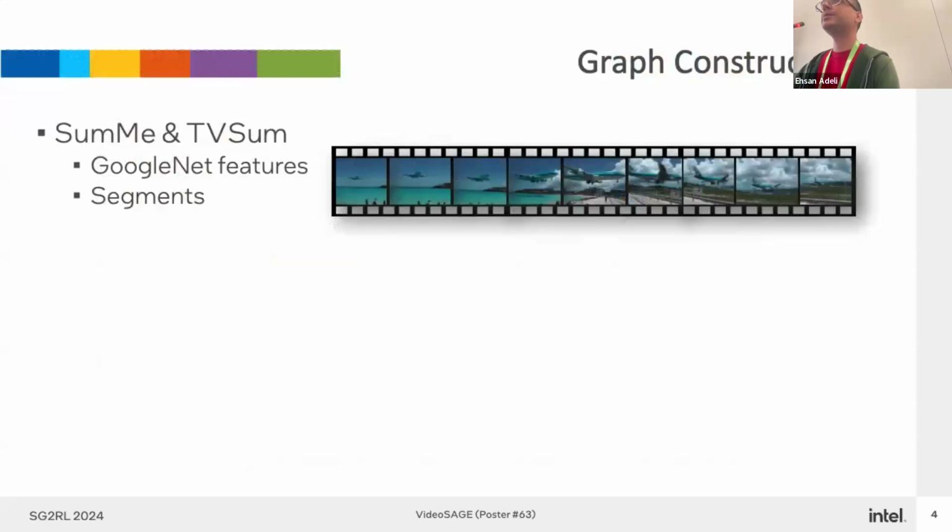So how can you use Gravity to build this representation? It is easy. So we took two popular data sets on video summarization, SumMe and TVSum. These data sets already come with features extracted with the GoogLeNet model, and they already come segmented with kernel temporal segmentation.